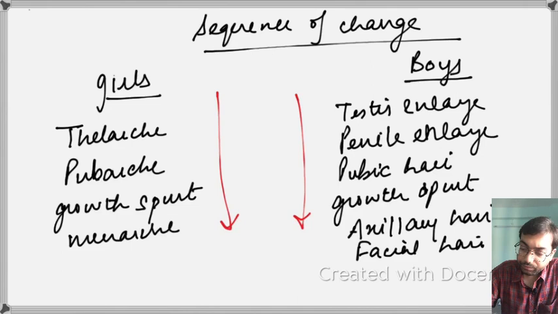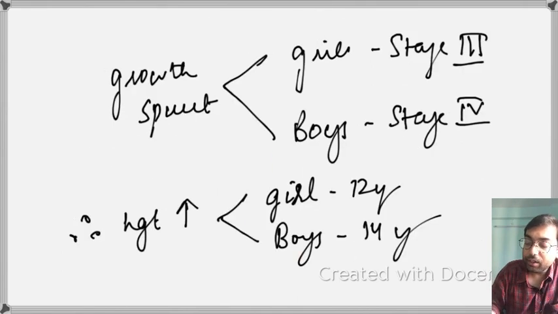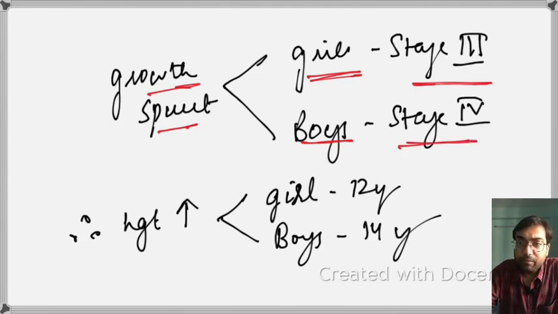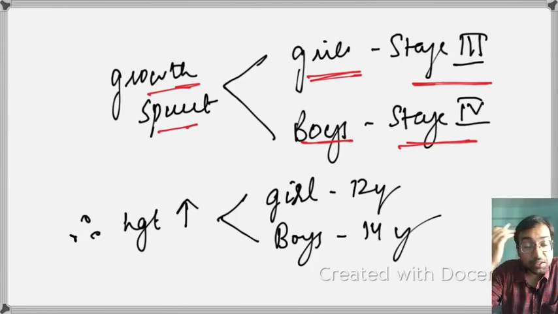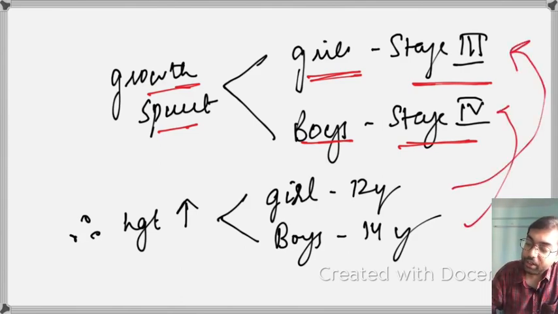Now in girls, the growth spurt appears at Tanner stage 3, and in boys the growth spurt appears at Tanner stage 4. In the next slide we'll see what Tanner staging is. Just remember that growth spurt means the child starts increasing in height. I had told you that in girls it is at around 12 years and in boys at around 14 years. So you have to apply it here, that it is stage 3 in girls and stage 4 in boys. So what is Tanner staging?